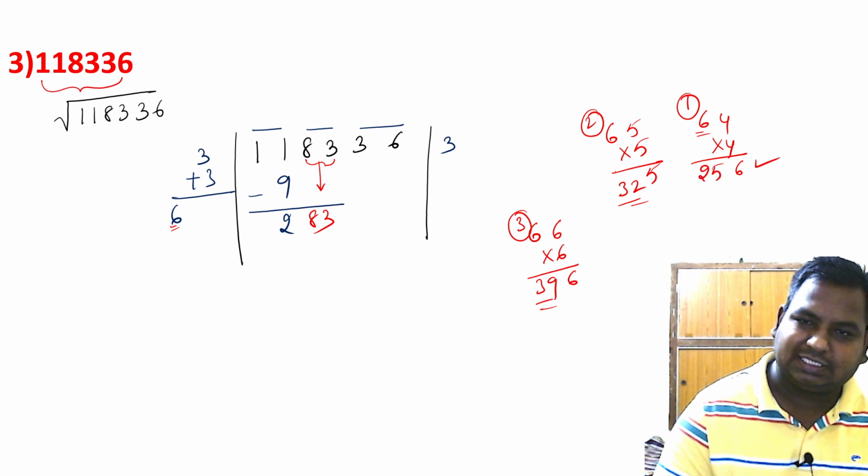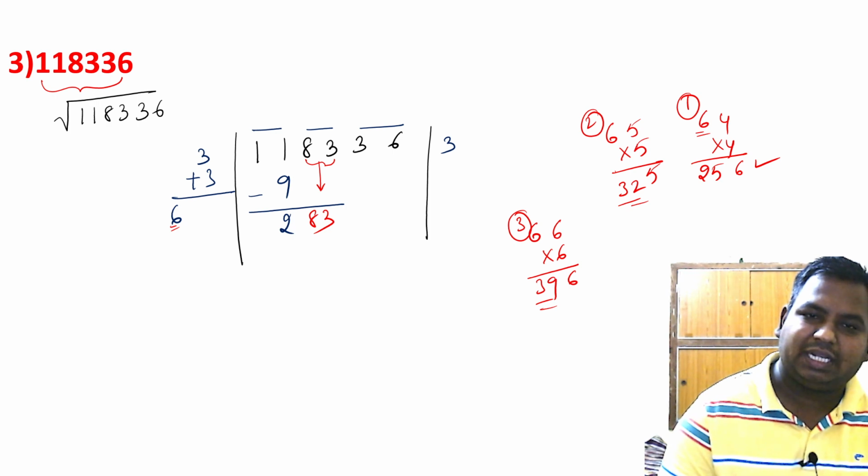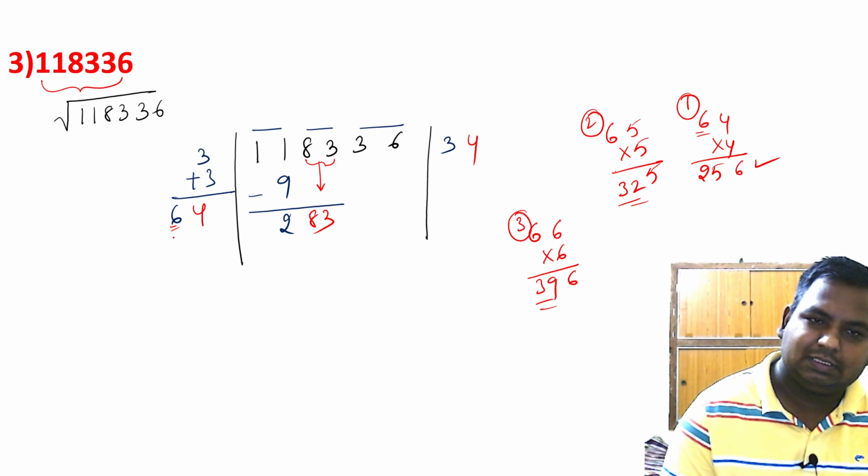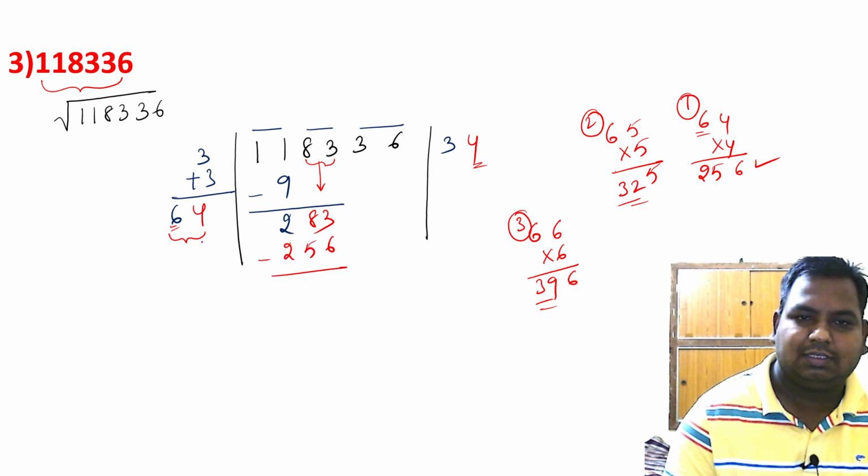64 4s is 256, which is smaller than 283. So I can take 64 4s. See here, 64 4s is 256. Now find the difference. What difference are you going to get?